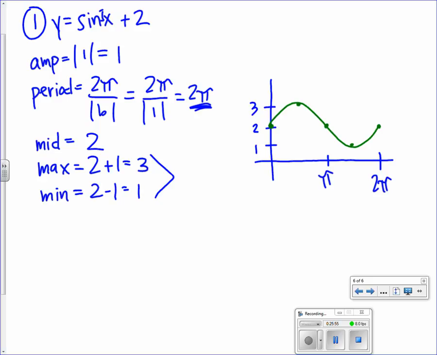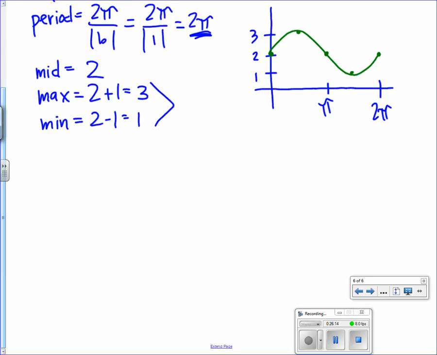Thank you. And there's our beautiful sine graph. Questions on that one? Okay, should we do one more? Cosine? Let's do cosine real quick.